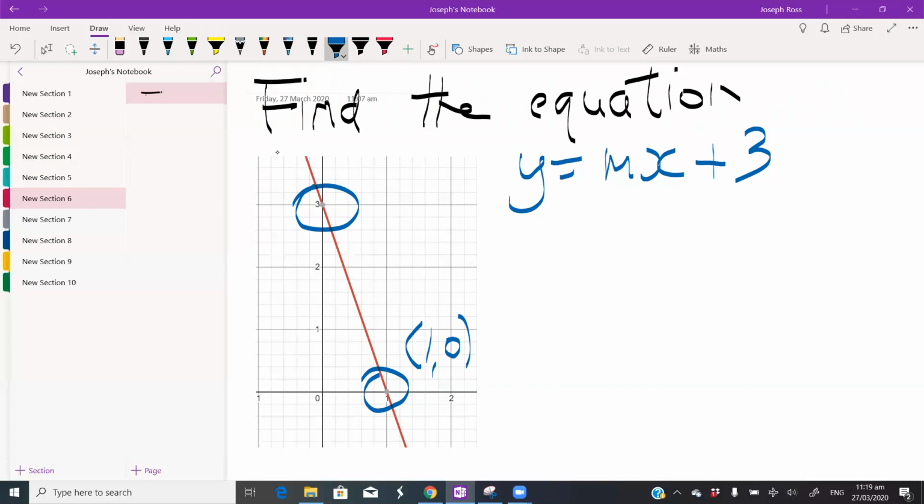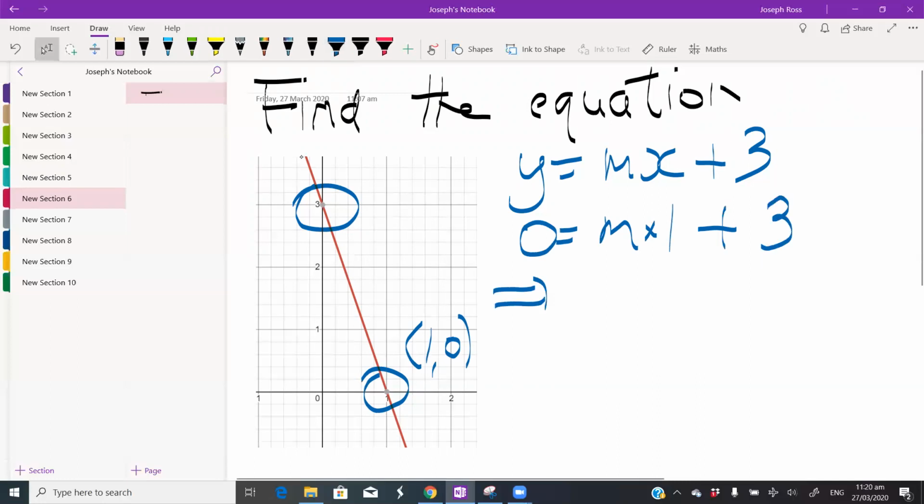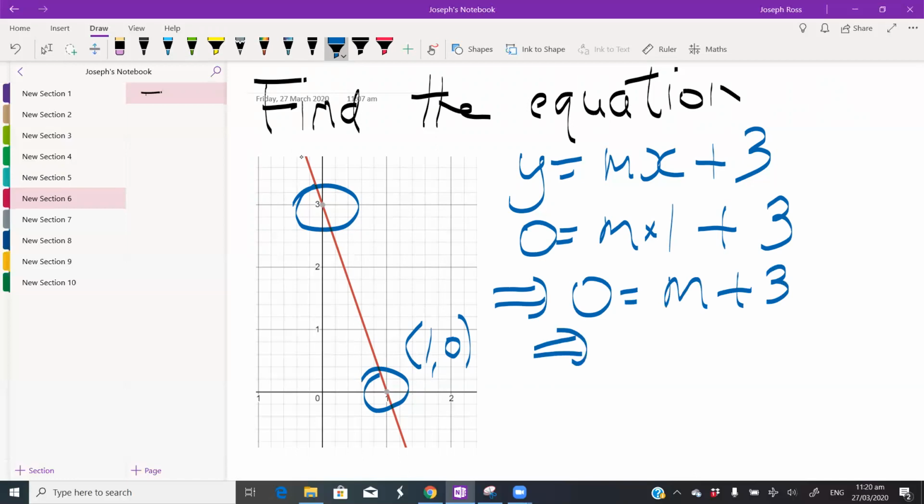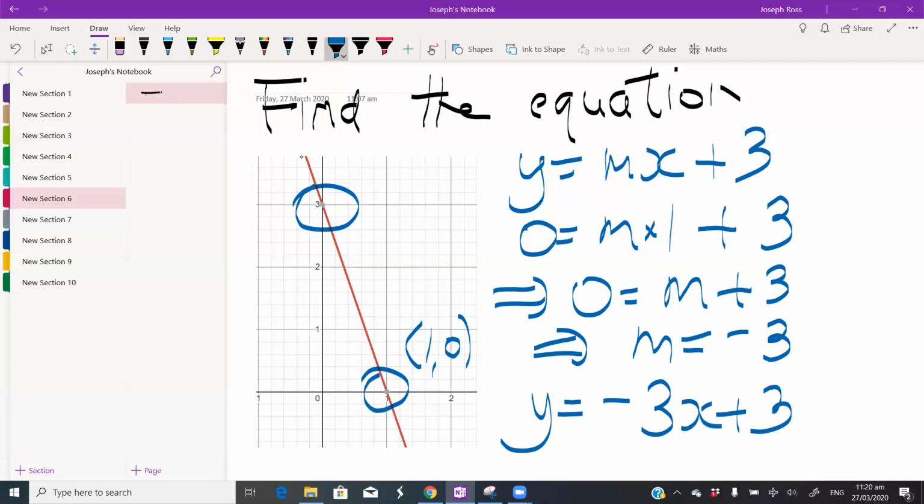So that means if we put in y equals 0 and x equals 1, we get 0 is equal to m multiplied by 1 plus 3. What's m times 1? It's just m, so 0 equals m plus 3. If we move the 3 to the other side of the equation, we get m equals -3, and therefore the equation is y equals -3x plus 3. Okay, so we've got the equation of that graph.